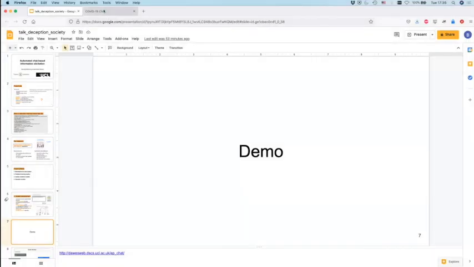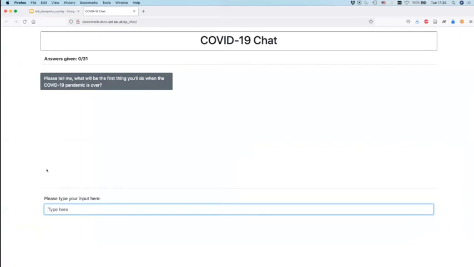Now, let me try, this is the scary part, a demo here with our live system, so you can see what it looks like. So here, this is the system. Let me reload this. This is the interface. And here are the questions. Please tell me what the first thing is you'll do when the pandemic is over. Now, I can answer something. You will see that the system is pretty good, but it does make mistakes, right? We're in the very first stages here.